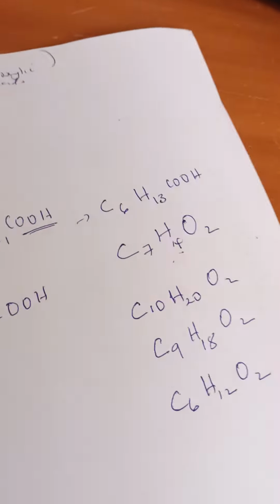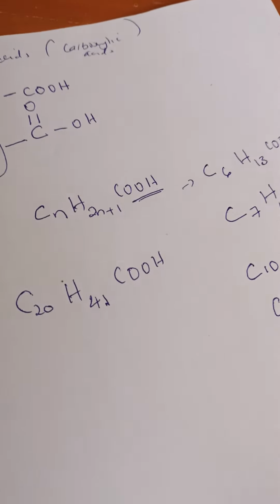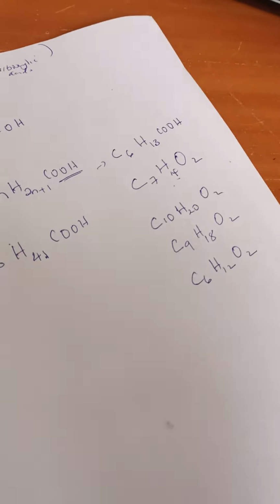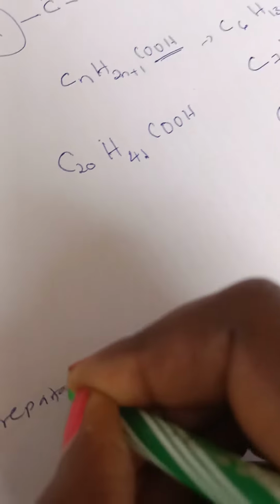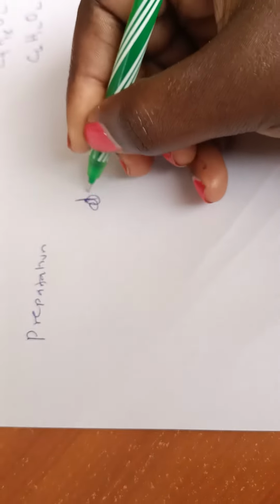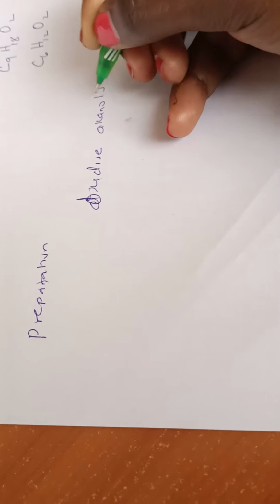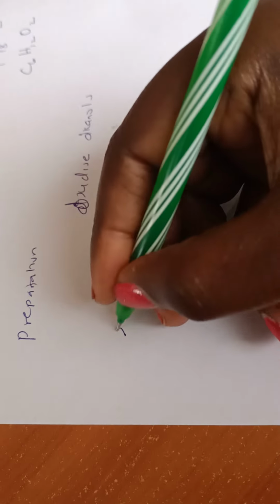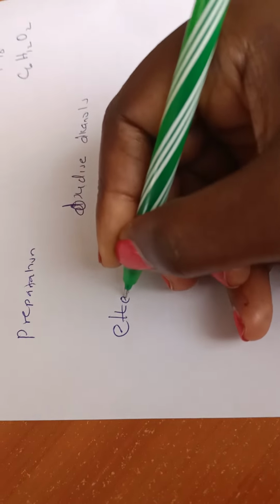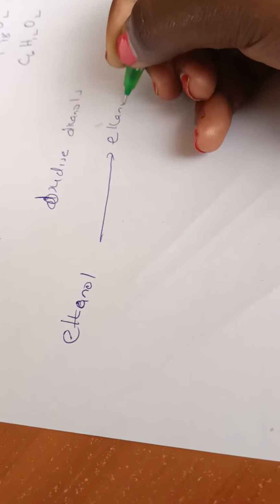The other part we want after naming them, we have said the functional group is the carboxyl group. We name them with OIC at the end. The other thing is preparation. I'm not repeating this. We have done preparation of alkanoic acid. We said we oxidize alkanols. For example, when we have ethanol, we oxidize it to ethanoic acid.